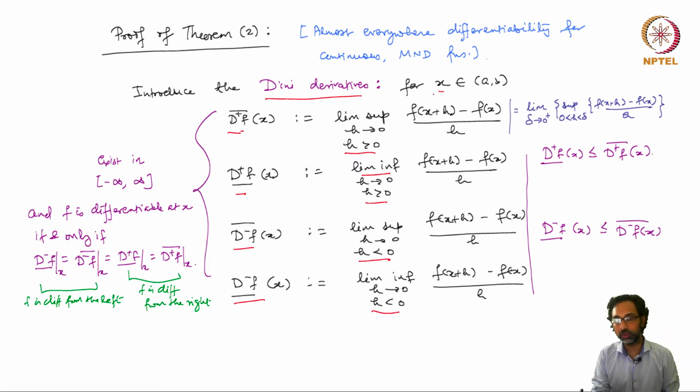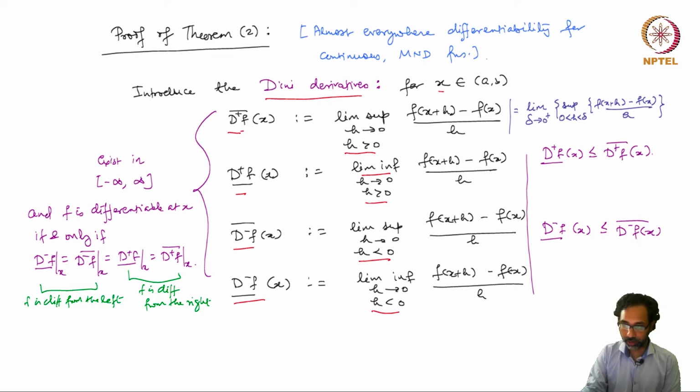So these are the Dini derivatives, and we will show that for almost every x in this interval (a,b), so we can leave out the points a and b because they are of measure 0, all these Dini derivatives coincide, and so the function f, when it is continuous and monotonically non-decreasing, will be differentiable for almost every x in (a,b).